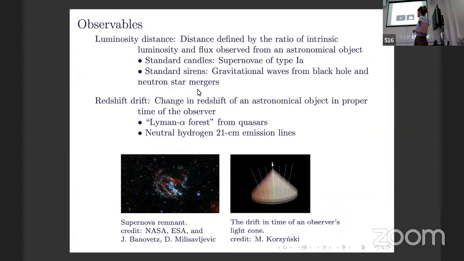And I will also talk about redshift drift signals, which are changes in redshift in time of individual astrophysical sources. So this is an upcoming precision measurement that is going to be probed through various transition lines in the hydrogen atom.